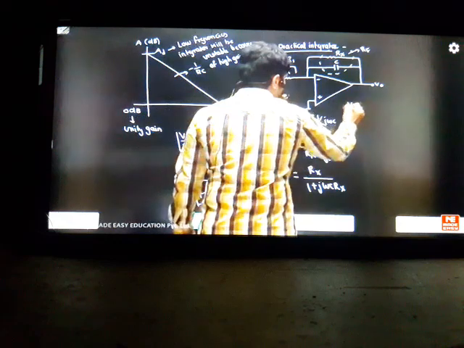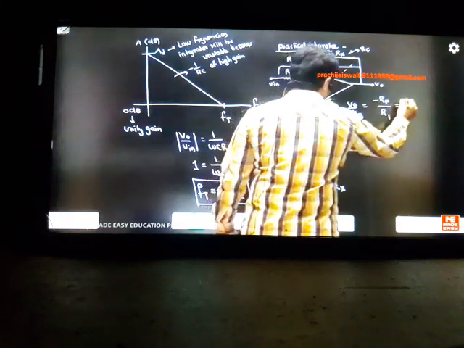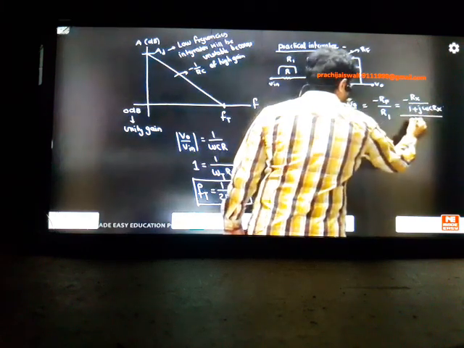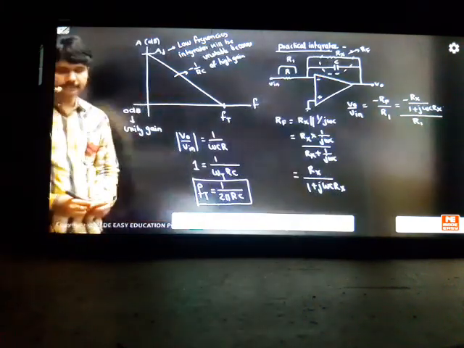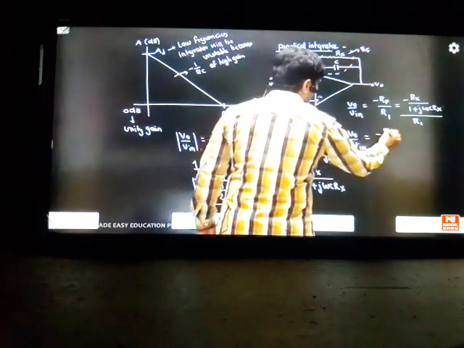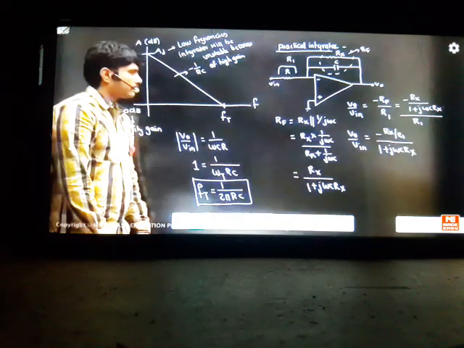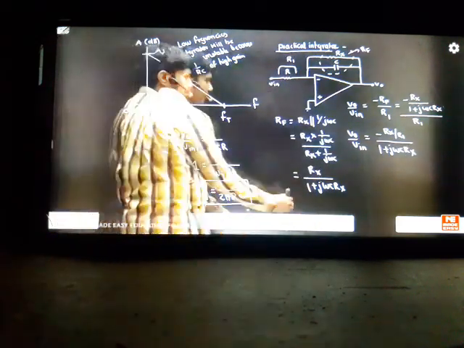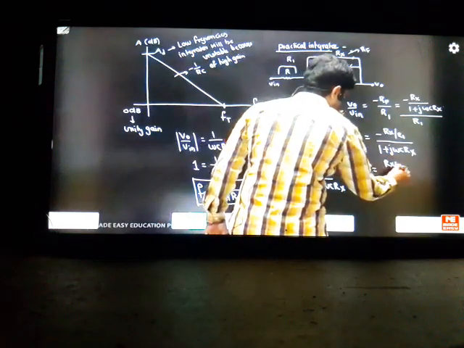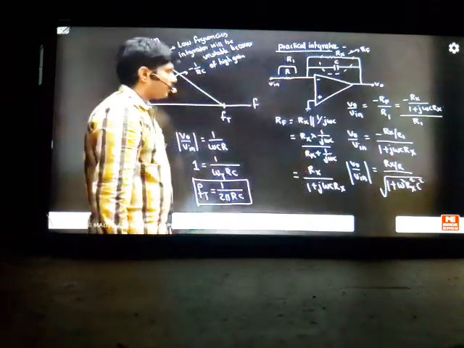So the transfer function here is output by input equal to minus RF by R1, which is equal to minus Rx by 1 plus j omega C Rx divided by R1. So like this you can make a transfer function. So output by input, you can write it as minus Rx by R1 divided by 1 plus j omega C into Rx. So in magnitude, the transfer function is Rx by R divided by root over 1 plus omega square Rx square C square. So this is the way you find the transfer function.